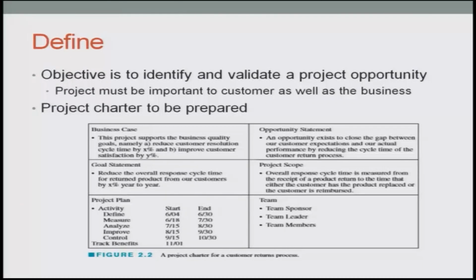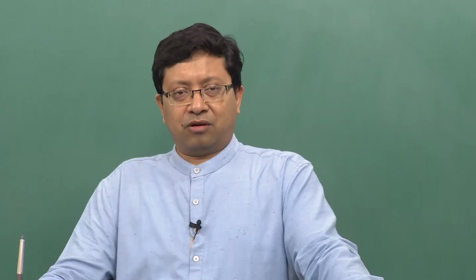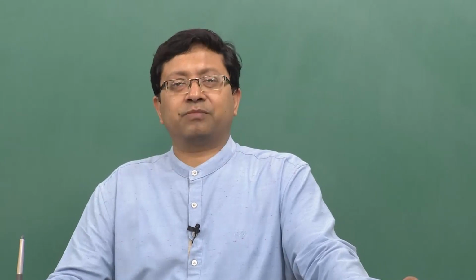In the define stage, considering the 5 steps of the quality improvement approach, the objective is to identify and validate a project opportunity. Project means you are trying to understand the overall implementation from the project point of view. So, the project must be important to customers as well as to the business. When I am trying to implement a project on a detailed scale, project means I am trying to implement or improve the quality.